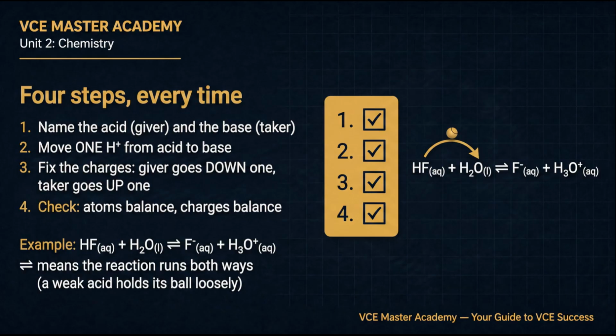Step 3. Fix the charges. The giver just lost a +1 particle, so its charge goes down by 1. The taker gained it, so its charge goes up by 1. Step 4. Check your work. Count every atom on each side, then add up the charges on each side. Both must match. Let's run it.